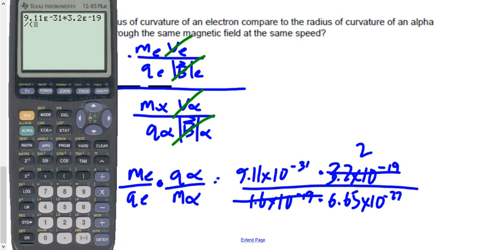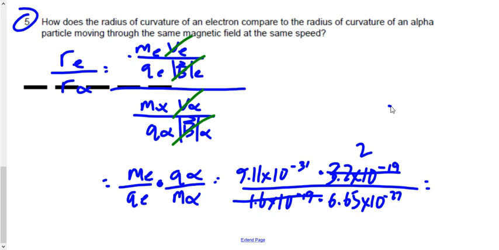Let's divide it by 1.6 times 10 to the minus 19, and then let's times it inside the brackets by 6.65 times 10 to the minus 27. And we end up getting 2.74 times 10 to the minus 4.